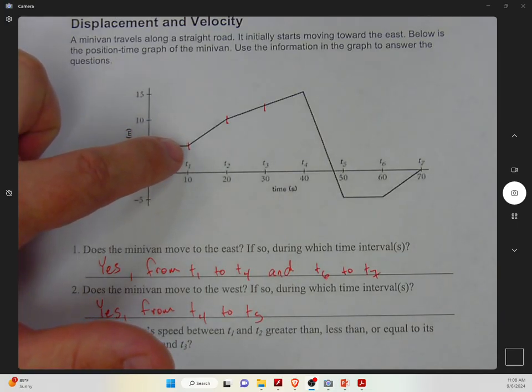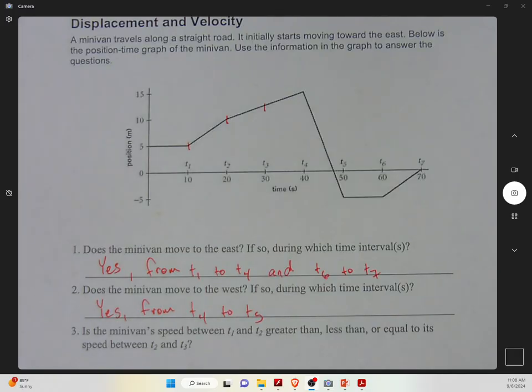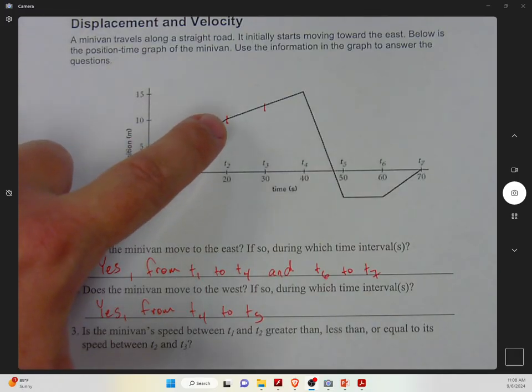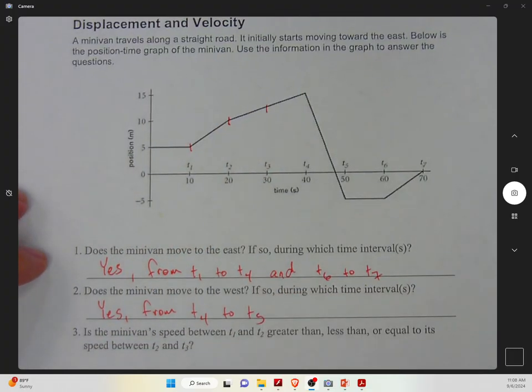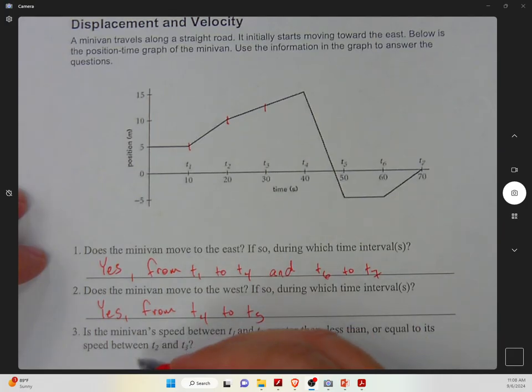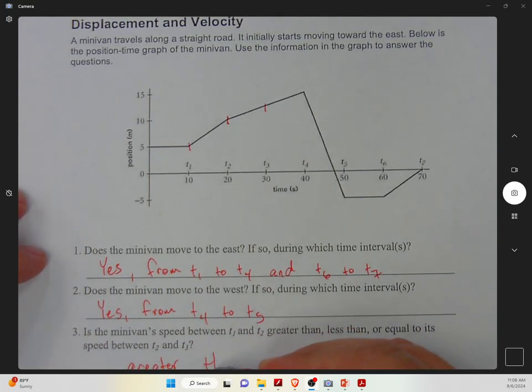We can see that the slope of the line between T1 and T2 is a steeper slope, right? There's more rise compared to the run than the slope of the line between T2 and T3. So that means that the speed between T1 and T2 is greater than.